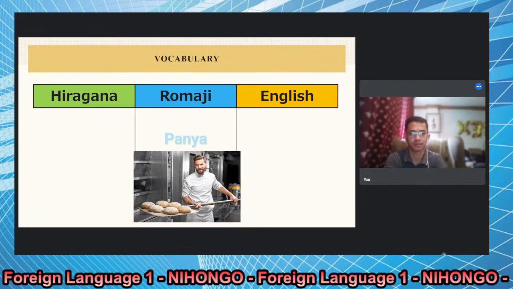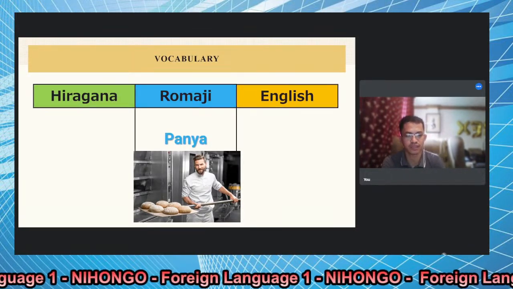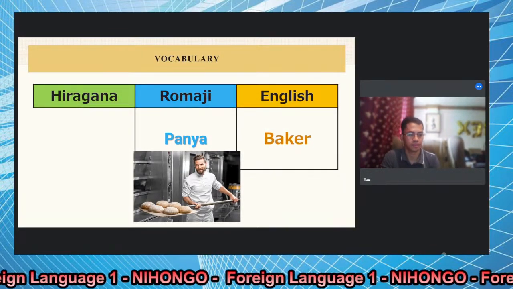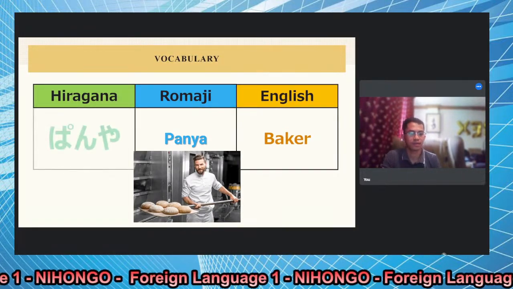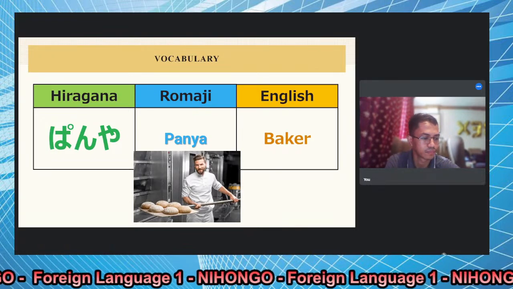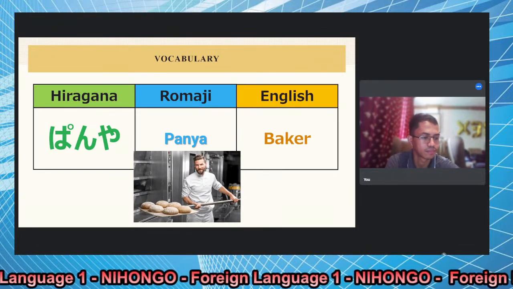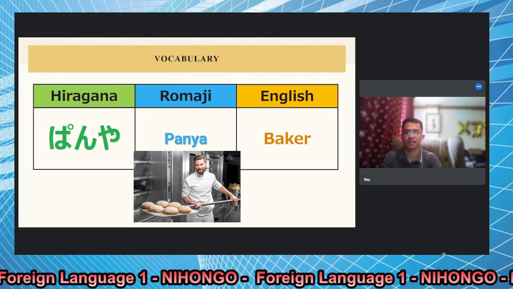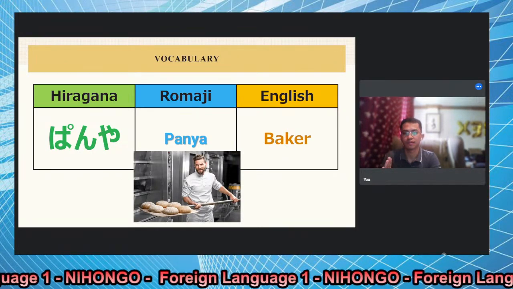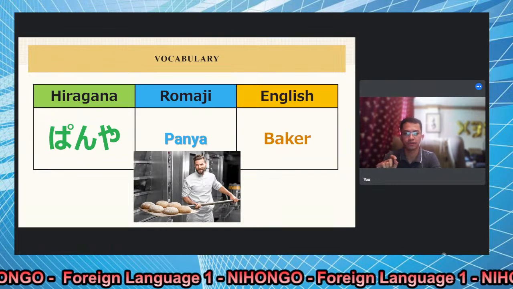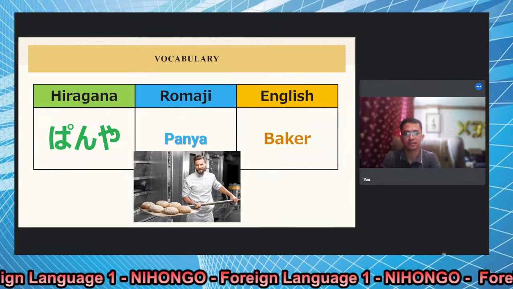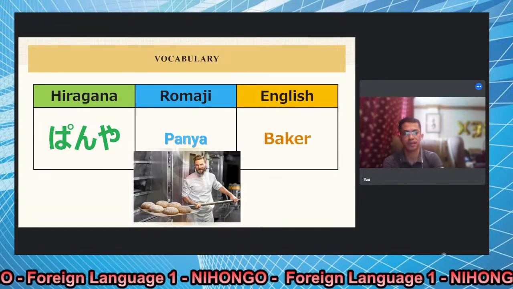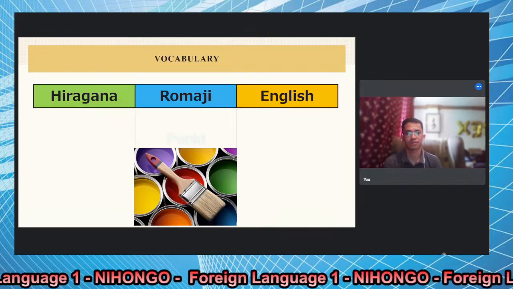Next. So, meron naman tayong baker, which is panya in English. Okay? So, that is ha plus maru, and then ya. Panya, which is baker in English. Next word, penki.